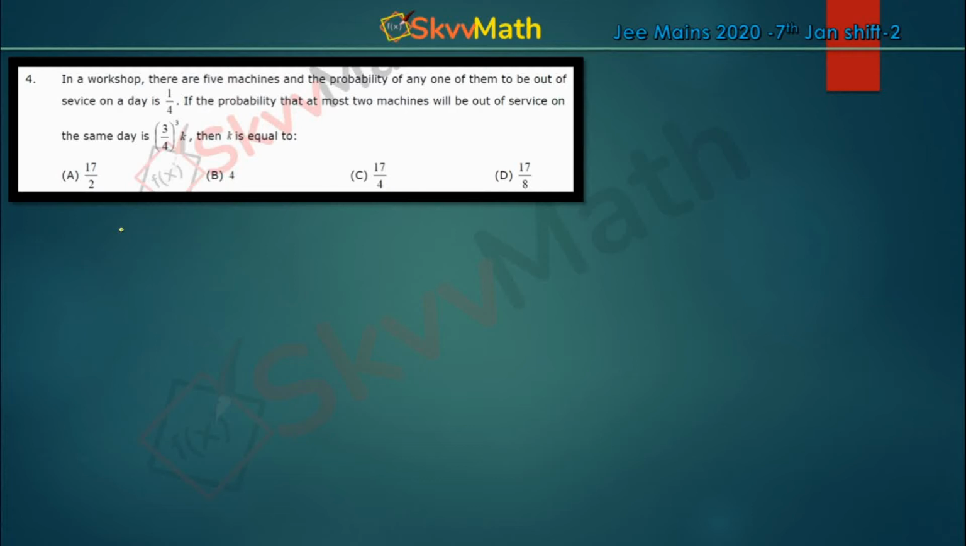So this is a problem from JEE Mains 2020, 7th January, shift 2. This is a problem on binomial distribution, a problem from probability. So see the question now.